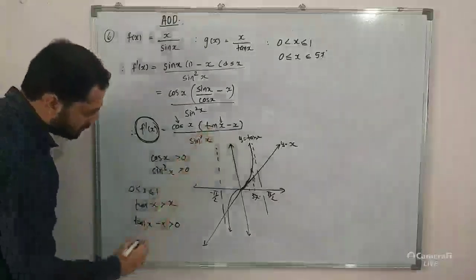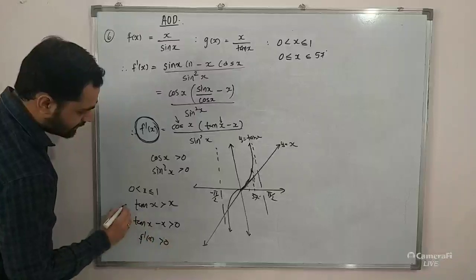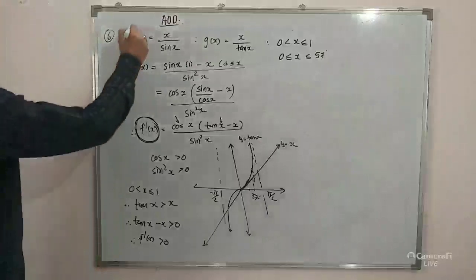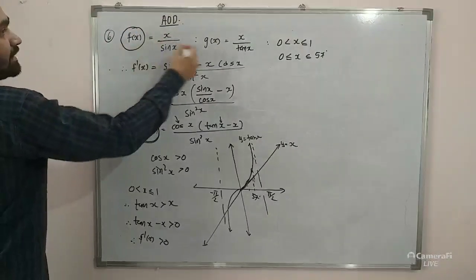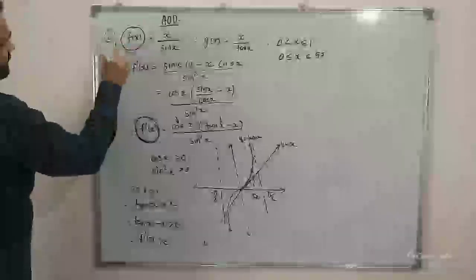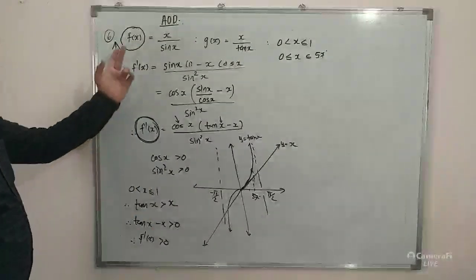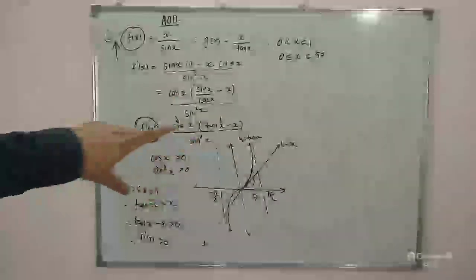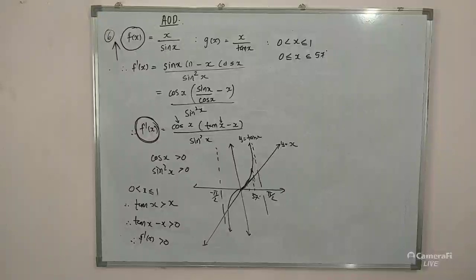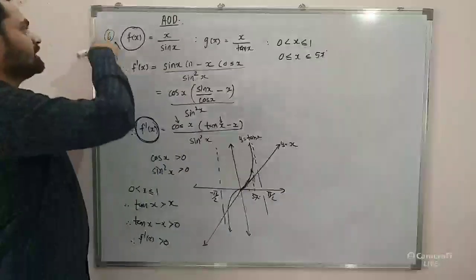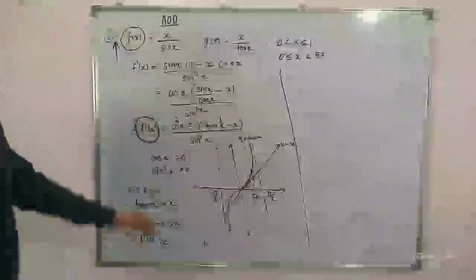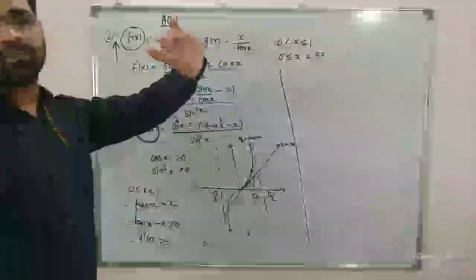If it is greater than 0, then we can easily say f dash of x is also greater than 0. If f dash of x is greater than 0, then f of x is increasing in this interval. So our answer is that f of x is increasing, right? Everyone got it or not? From the graph, we can easily observe that it is positive. Positive means increasing, right? So now we are going to decide the sign of g dash of x in the given interval 0 to 1.